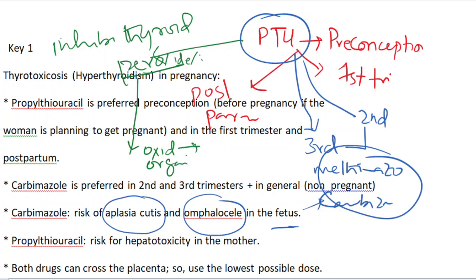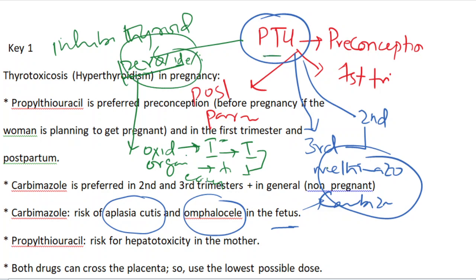Oxidation is when they absorb the iodine. It is in iodide form and they change it into iodine form. Organification is when they attach the tyrosine residues with iodine. And the third one is the coupling reaction, when they combine the iodotyrosines together to form diiodothyronine or triiodothyronine, T3 or T4. So this is a very important enzyme.